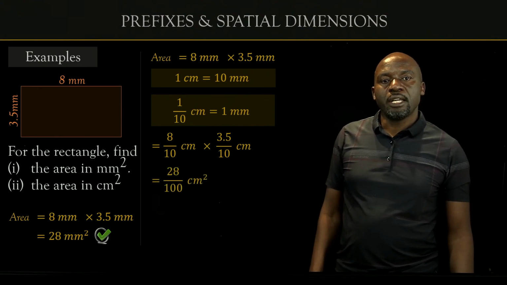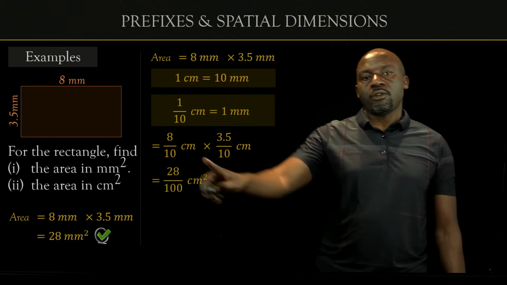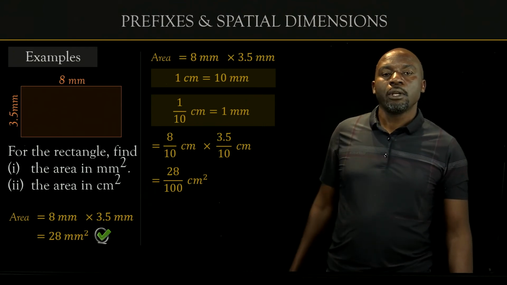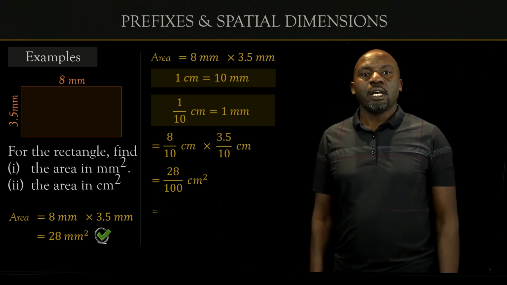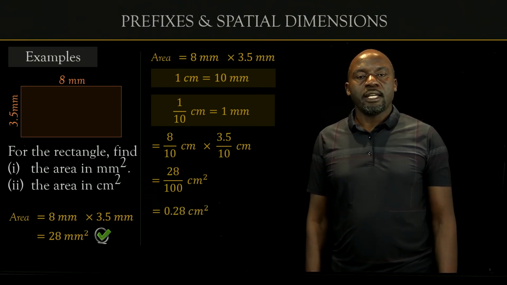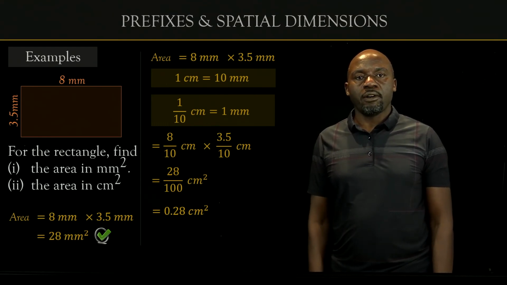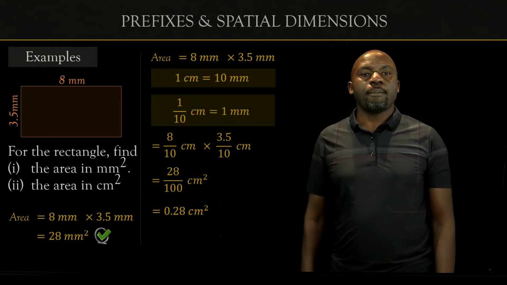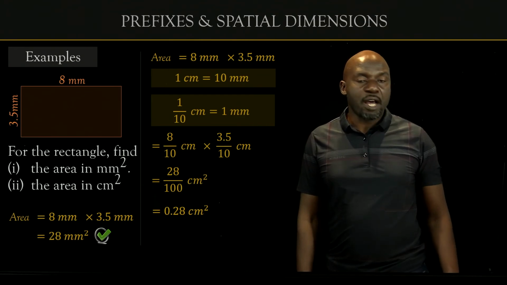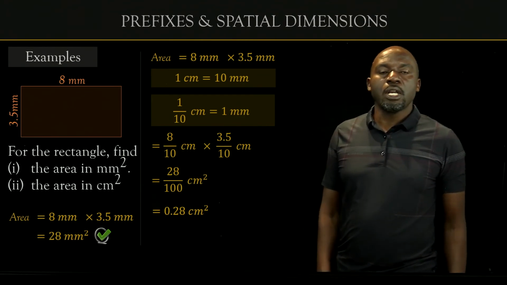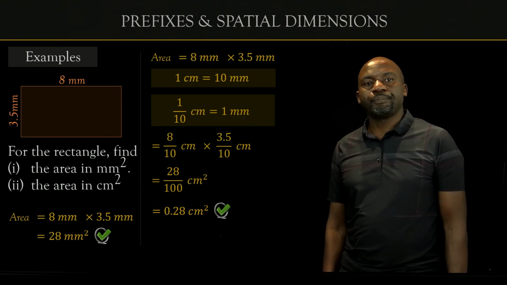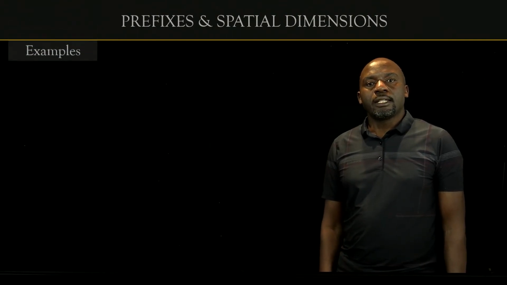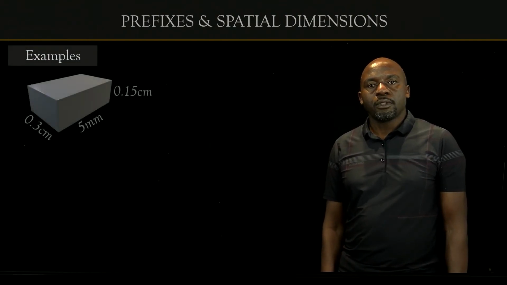we end up with 28 over 100 centimeters squared, because centimeter times centimeter. Okay, we end up with the same scenario, and our answer is 0.28 centimeters squared. So that's another way of doing it. So choose the method or the path that you find easiest to follow, and that will be fine. Okay, right. Let's see another example.